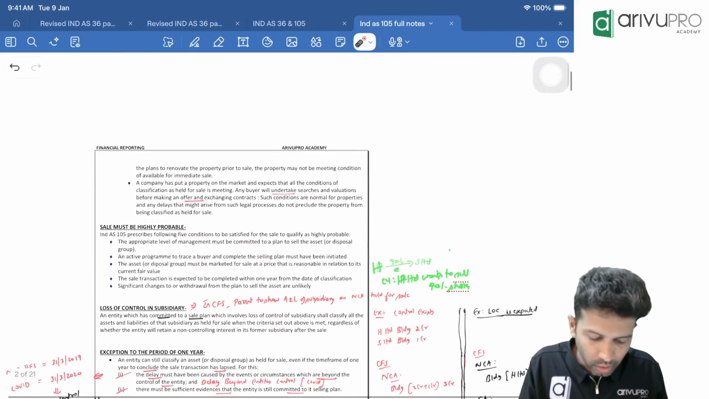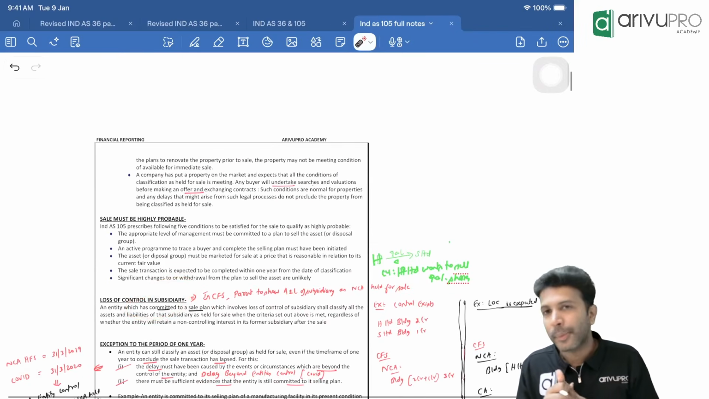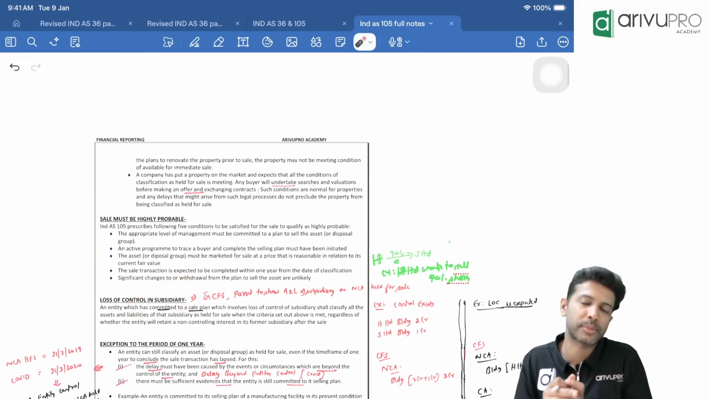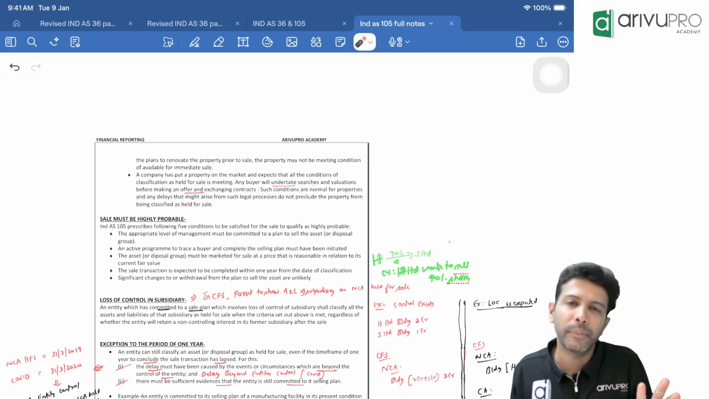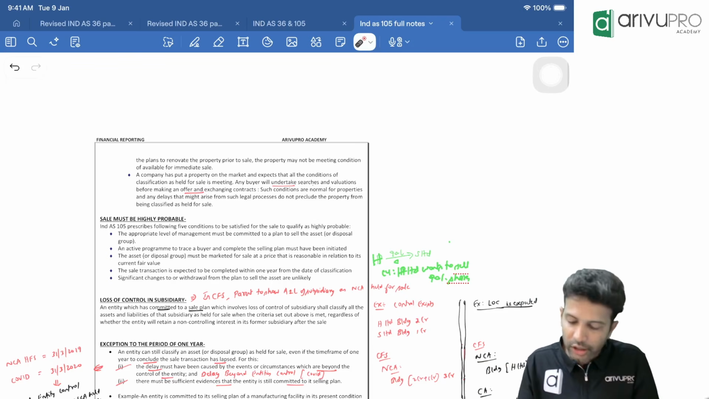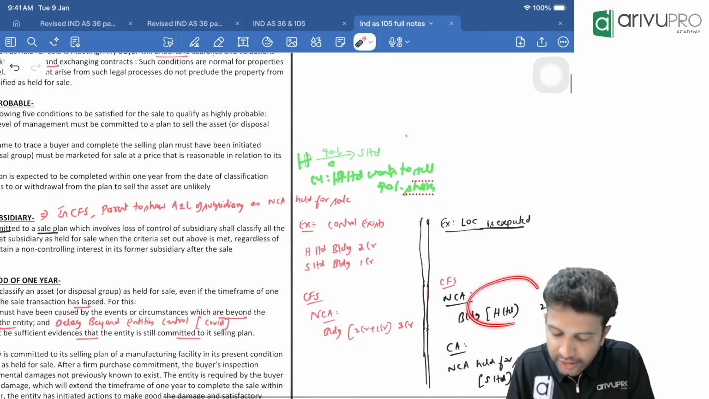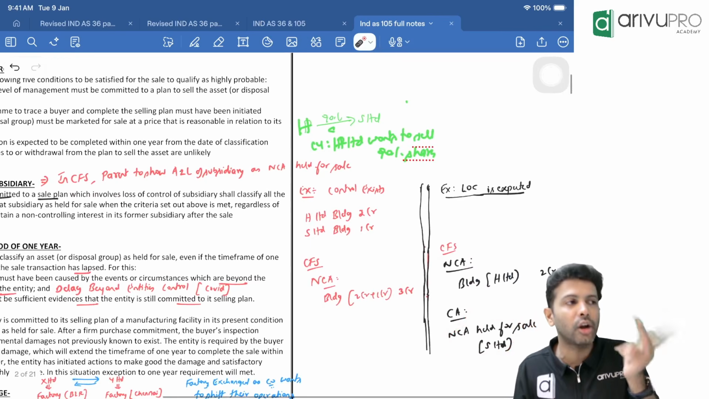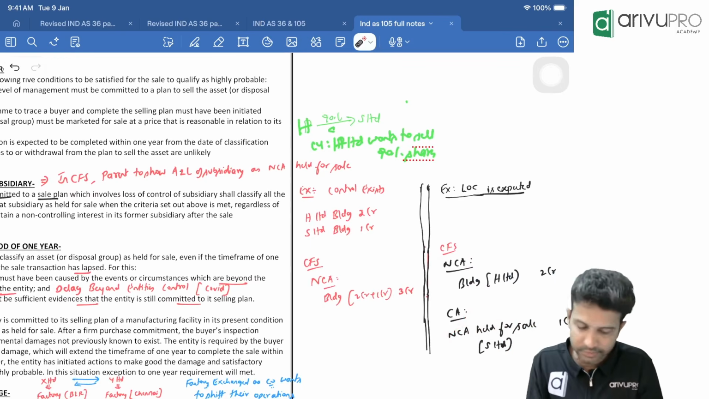Then what did we learn? If you're planning to lose control over subsidiary company, you have not yet lost the control over subsidiary, but you're planning to lose the control, then still you need to prepare CFS. But in that CFS, only parent's non-current assets will be shown under non-current assets category. Subsidiary's all the non-current assets, you will show it under separate category called non-current assets held for sale, like that. Okay.